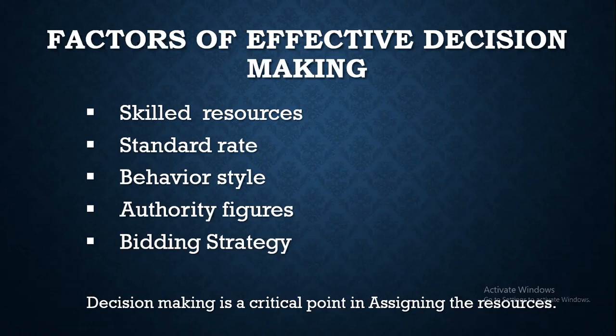Next is behavior styles. Different members have different styles. Some are aggressive and some are not aggressive, and we do a negotiation on various tasks in order to do a better bidding. Next is the authority figures. There are some authorities given to various members, and based on the authority we do bidding.